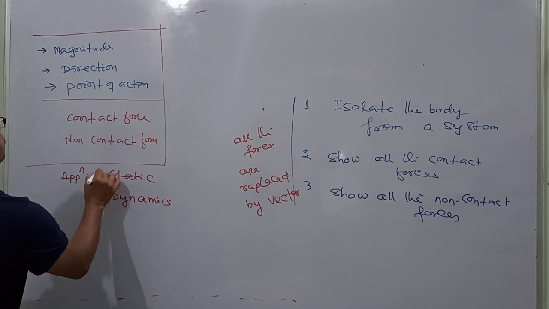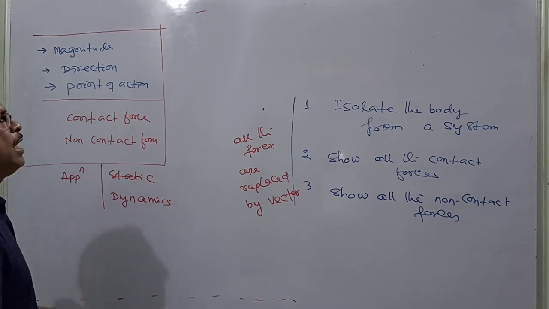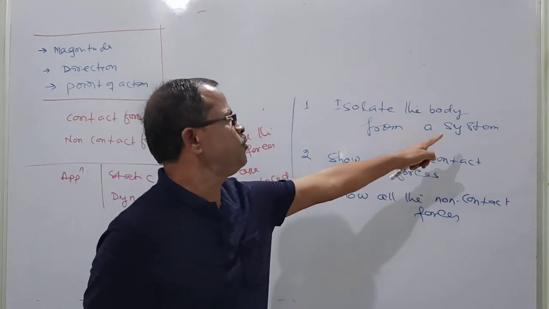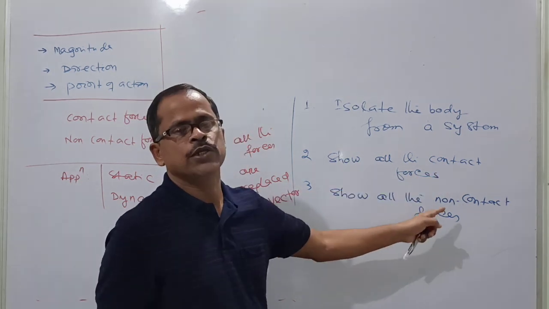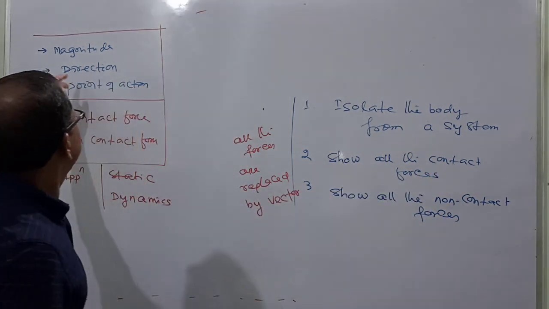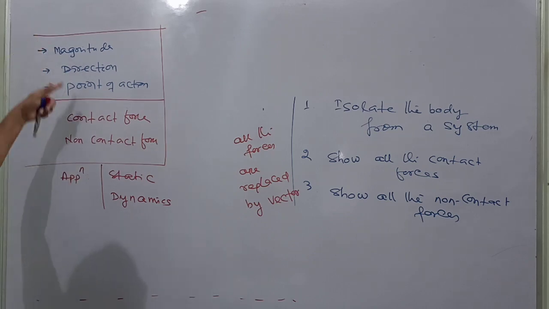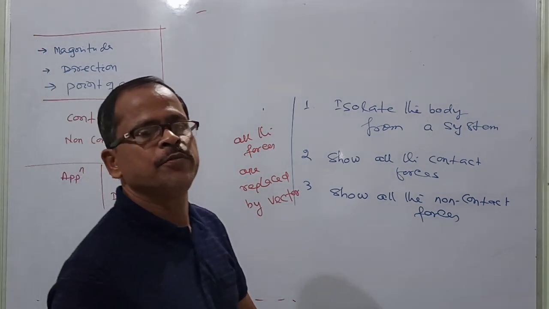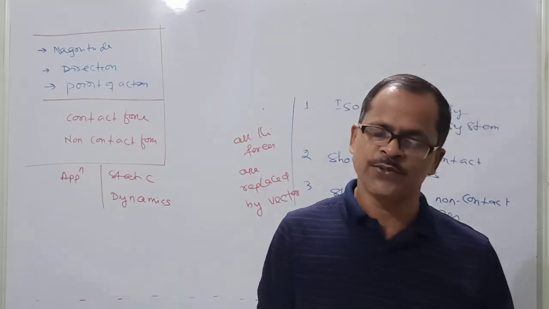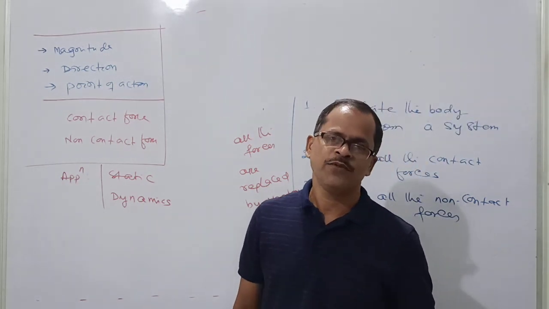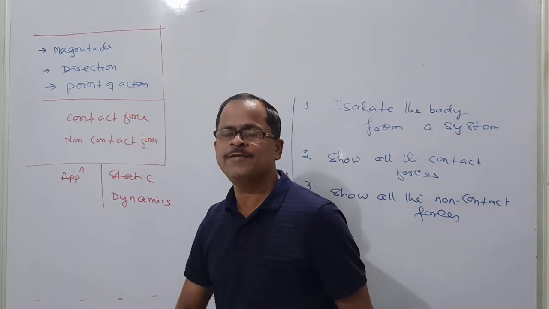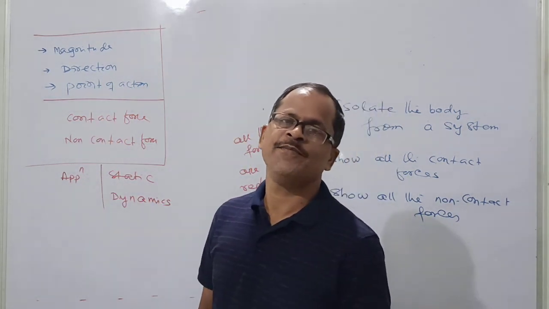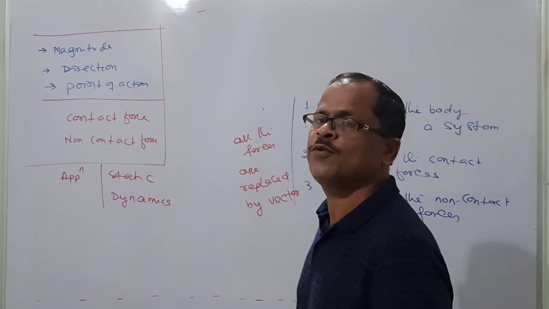So it is applicable to static and dynamic problems, and the steps are: isolate the body, show all the contact forces, show all the non-contact type forces, and recognize all the points so that you are able to draw a free body diagram. Now let us go to the actual free body diagram. You will see all these points applied while I describe how to draw a free body diagram. Please follow. I am solving some examples.